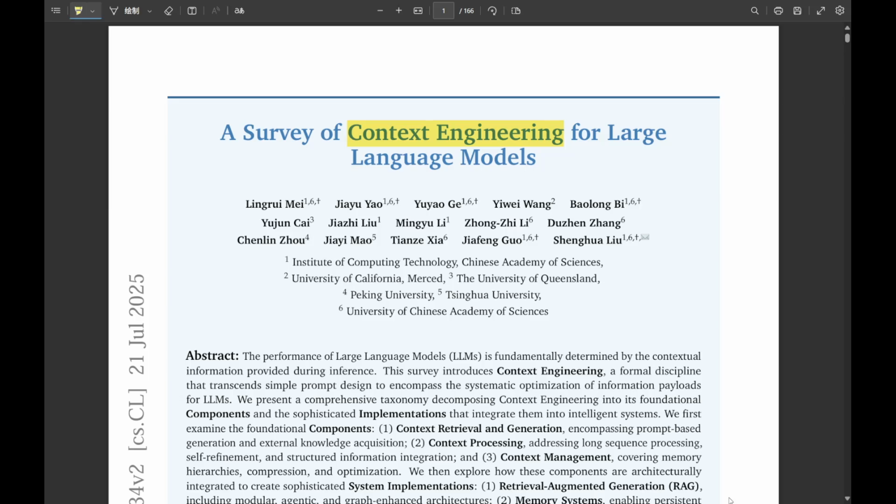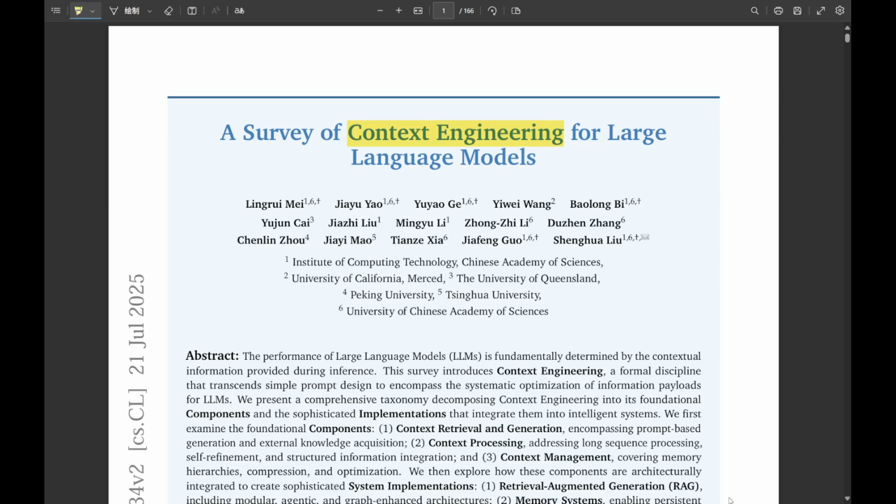So if we're designing this advanced info delivery system for an AI brain, what are the core parts, the absolute must-haves for it to make sense of the world? The research really points to three foundational components. First up is context retrieval and generation. And this isn't just about writing the prompt. Crucially, it involves acquiring external knowledge, often dynamically. So looking things up.